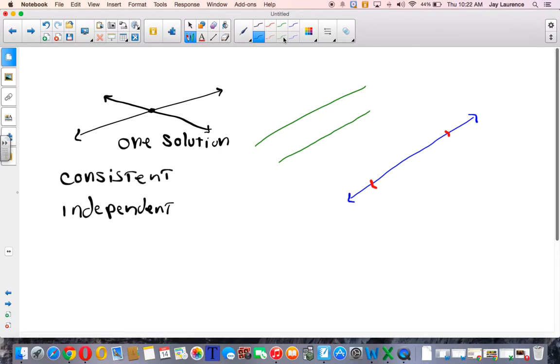All right, so in this situation, these lines are parallel, so there is no solution. No solution. And this does not have any solution, so we call it an inconsistent system. It's inconsistent because the lines will never cross in flatland, okay? In two-dimensional geometry. So it's inconsistent.